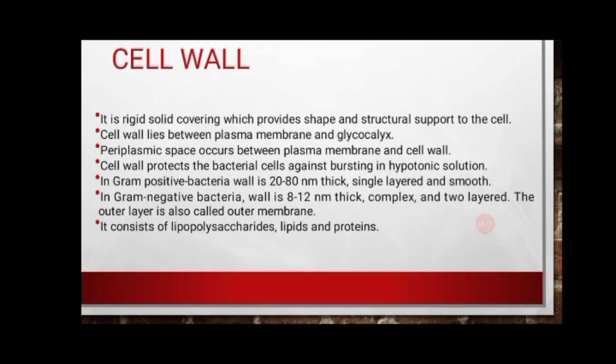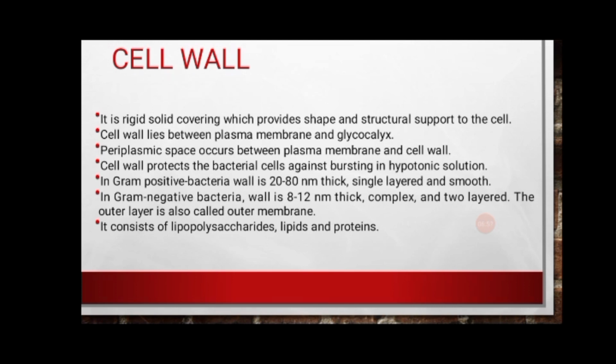Next, the main focus of this lecture is on the cell wall. The cell wall is a rigid solid covering which provides the shape and structural support to the bacterial cell. The cell wall lies between the plasma membrane and the glycocalyx. Glycocalyx is the outer part. Periplasmic space occurs between the plasma membrane and the cell wall. The cell wall protects the bacterial cell against bursting in hypotonic solution.